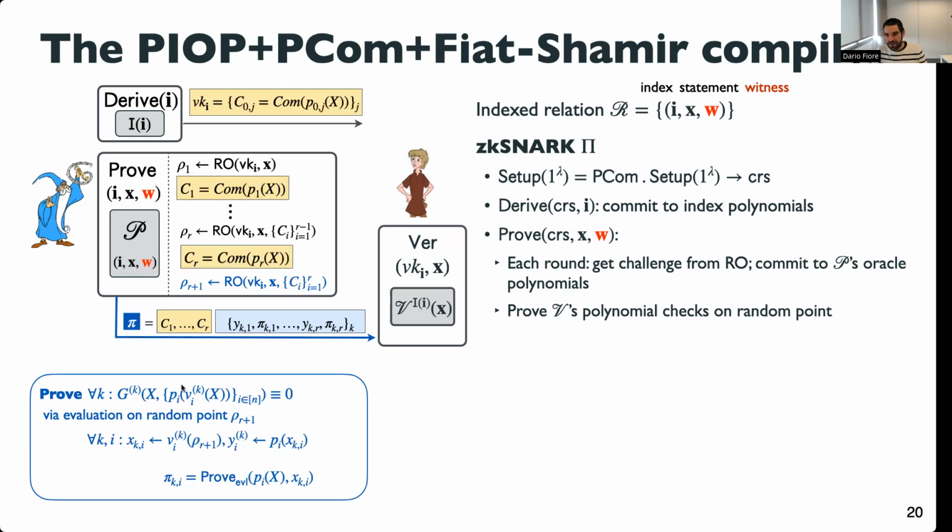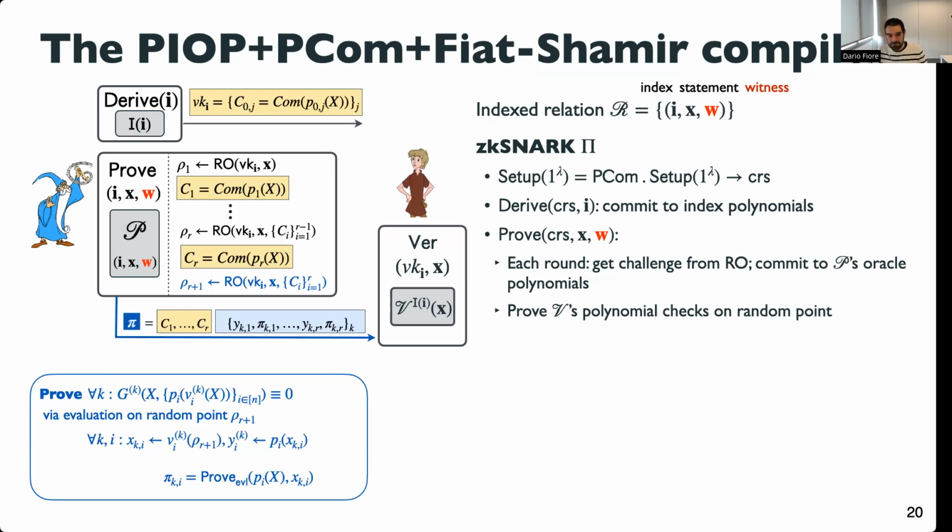Again, it will be given by the random oracle. And then we prove that evaluation of this polynomial on rho_{r+1} is 0. However, how do we do this? By essentially computing each input, so each V_ik of rho_{r+1}, which is the input of the polynomial P_i in this verification test. That's the input, and then we compute the output, and then you add an evaluation proof that y_ik is equal to P_i of x_ki, for every i and k that are involved in the test, G_k.